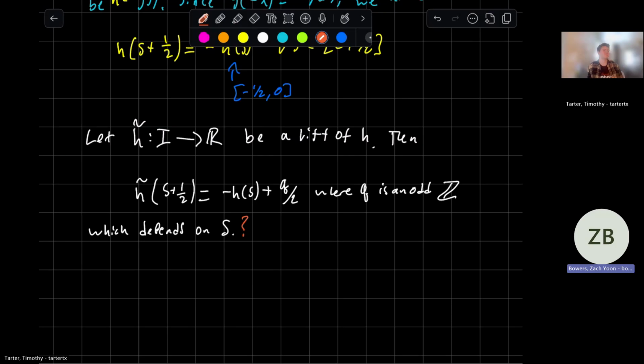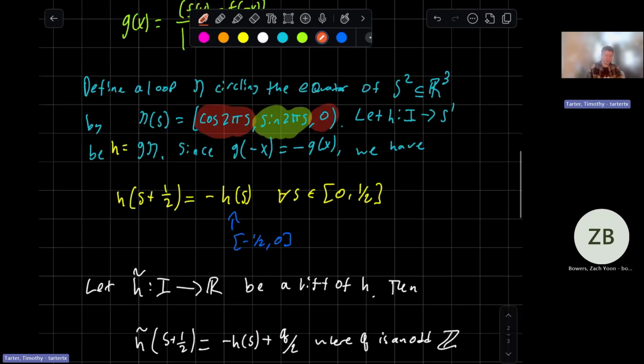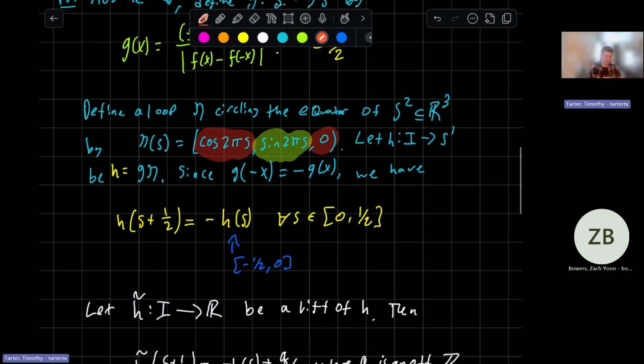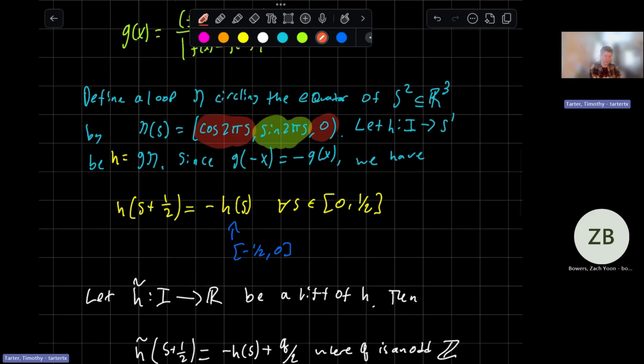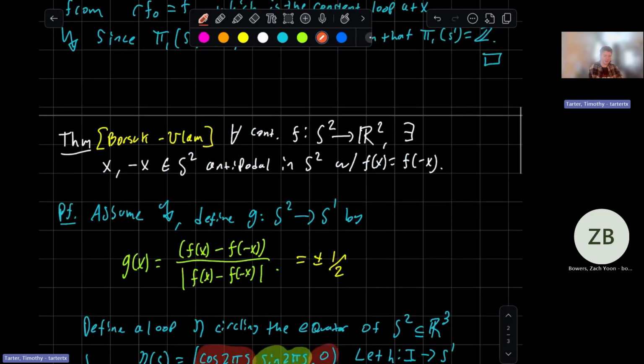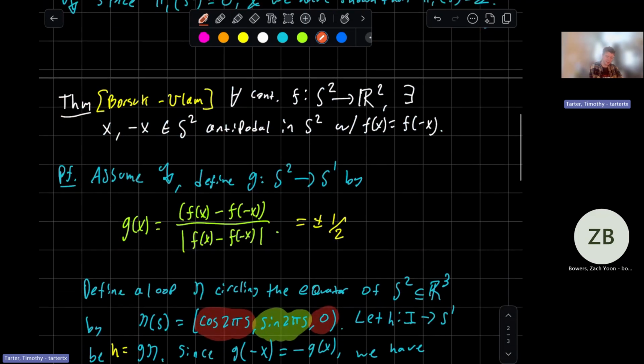What is it trying to say here? We're saying that we have this thing that switches back and forth between 1 and minus 1, and on the interval from 0 to 1 half, we get this relation, and that relation looks like an antipodalness.